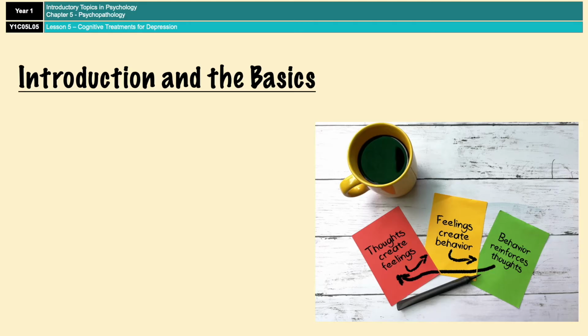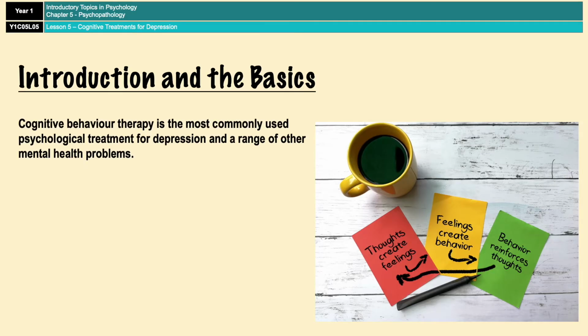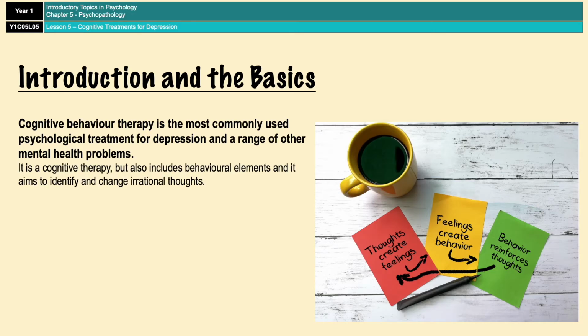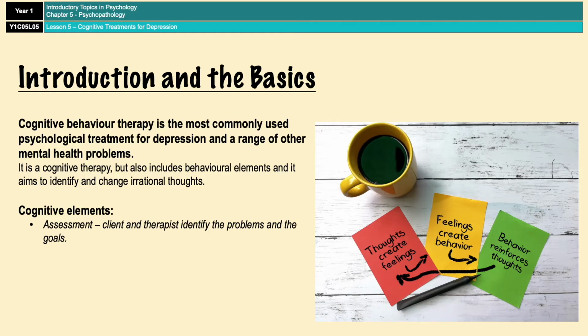CBT is the most commonly used psychological treatment for depression and a whole range of other mental health problems. The aim of the therapy is to identify and change irrational and negative thoughts. Now, all CBT works in the same way, and all CBT includes both cognitive and behavioral elements. It always starts with an assessment in which the client and the therapist work together to clarify the problems. They jointly identify goals for the therapy and they put together a plan to achieve those goals. The main task is to identify where there might be negative or irrational thoughts that would benefit from being changed.